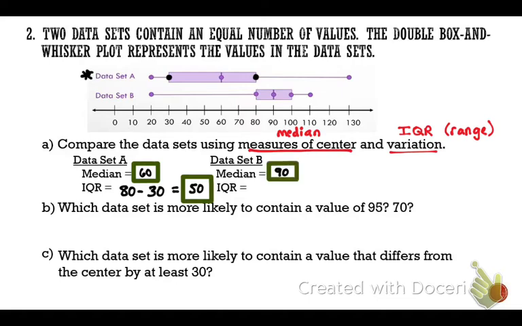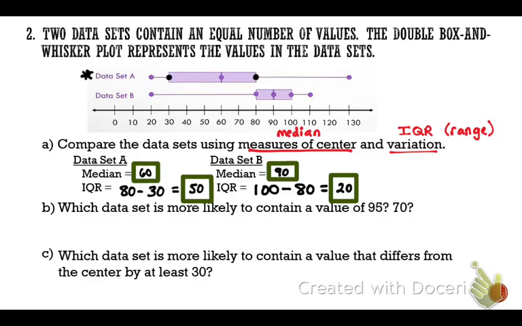Good job. Who would like to help me with the IQR on data set B? Michaela, she wants to try again. 100 minus... You are correct. So what would the IQR be? 20. It is 20. Good job, because 100 minus 80 is 20. Remember, once again, all you're doing is taking the upper part of the box and subtracting the lower part of the box, and that will give you your IQR.